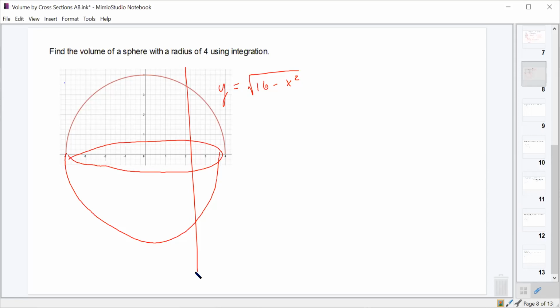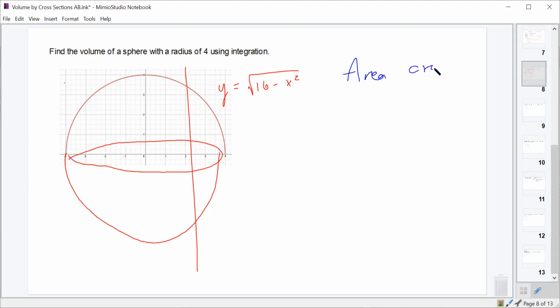A circle. Should look like a circle. In fact, it doesn't matter which way I slice it. If I slice it this way, they should look like a circle, right? If I slice it this way, it should look like a circle. But we're going to slice them vertically like this, and they should look like circles. And so that should clue us in that we could use this same method of cross-sectional area for rotating something around the axis, because the cross sections will always be circles.